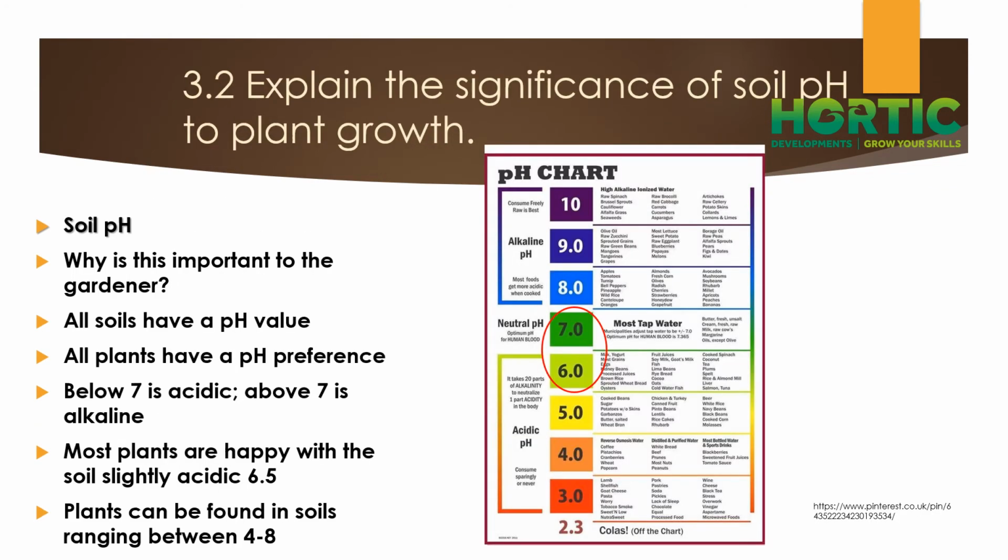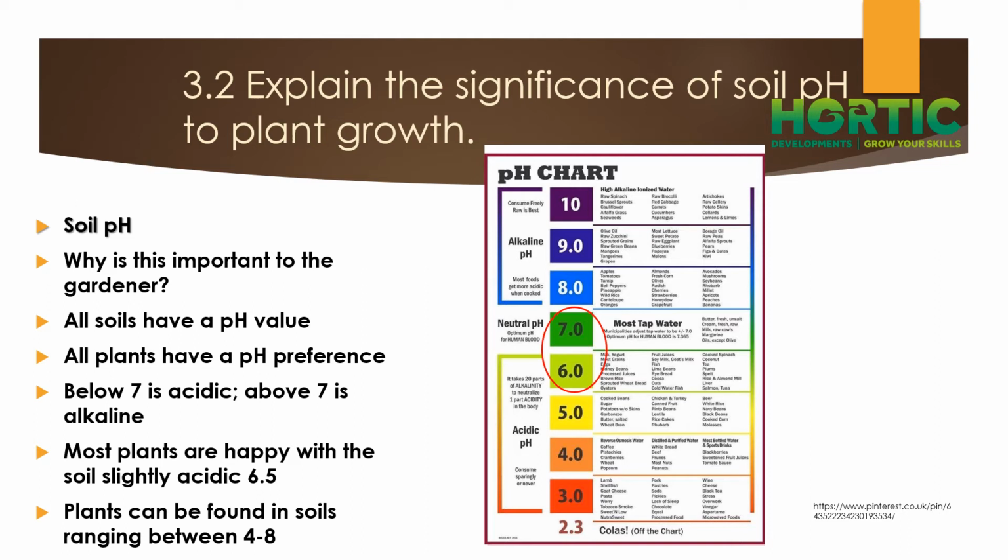So we've looked at that, and you may think to yourself, well, what on earth has that got to do with gardening and the gardener? Why is it important that we understand how pH works within the soil? The first thing we have to remember is that all soils will have a pH value. And to contrast that, all plants will have a pH preference. So we're looking at bringing the two together, finding plants that are appropriate to the soil pH levels, that are happy in those particular levels.